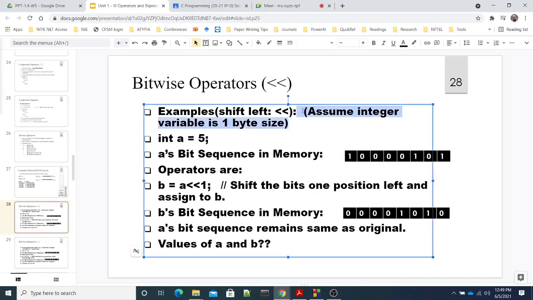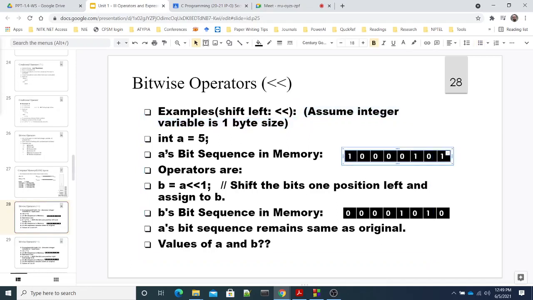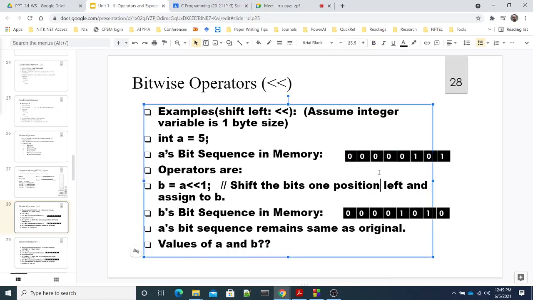Assumption is our integer variables are 1 byte, so that I can draw it like this, 8 bits. 1 byte means 8 bits. Otherwise, I'll have to show 16 cells. Now it is only 8 cells. That will be tedious. Anyway, the concept is the same, 16 bits or 8 bits.